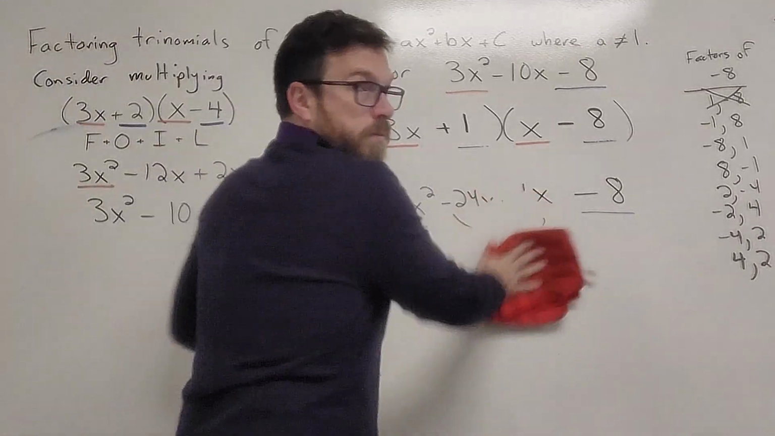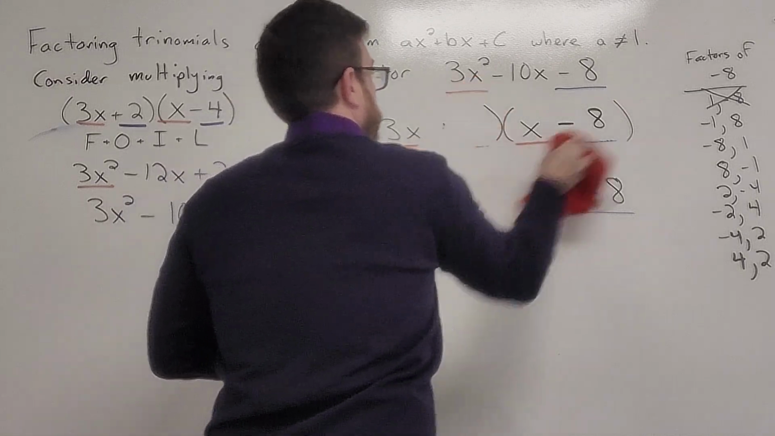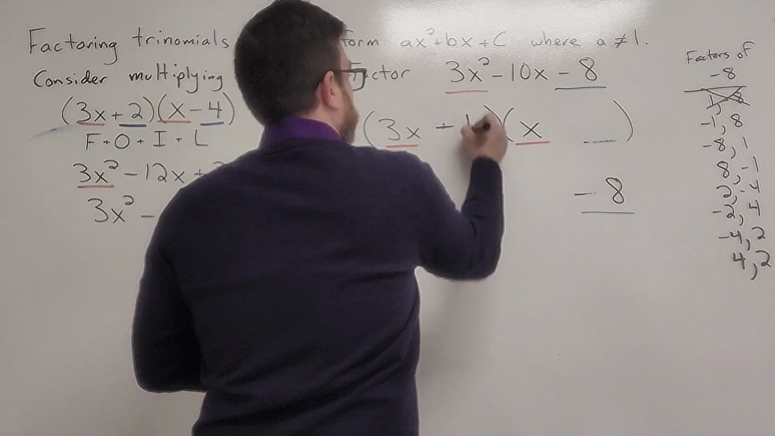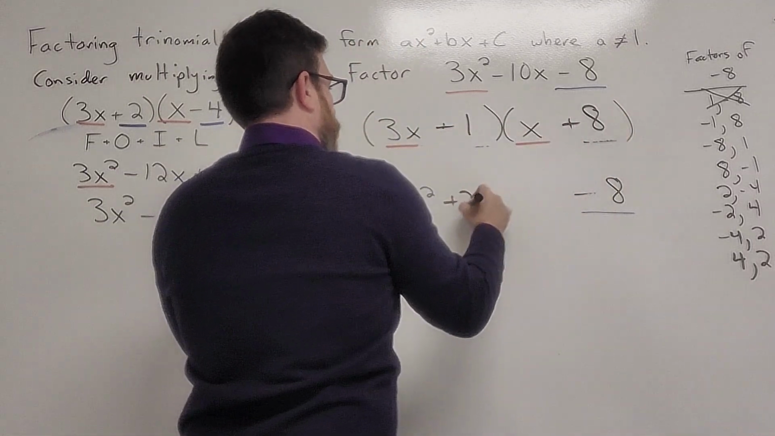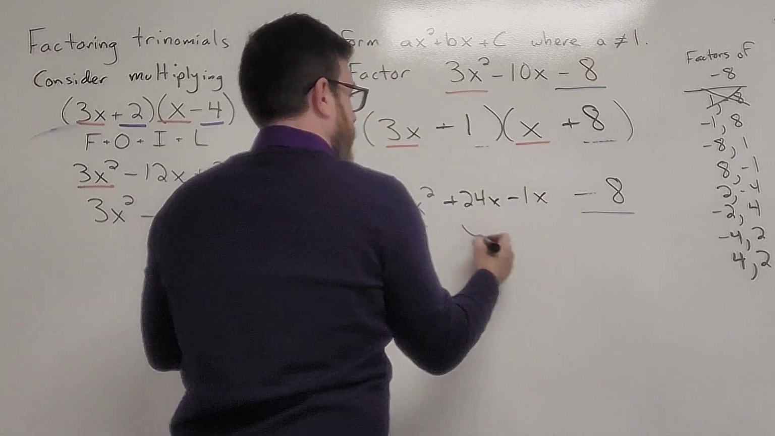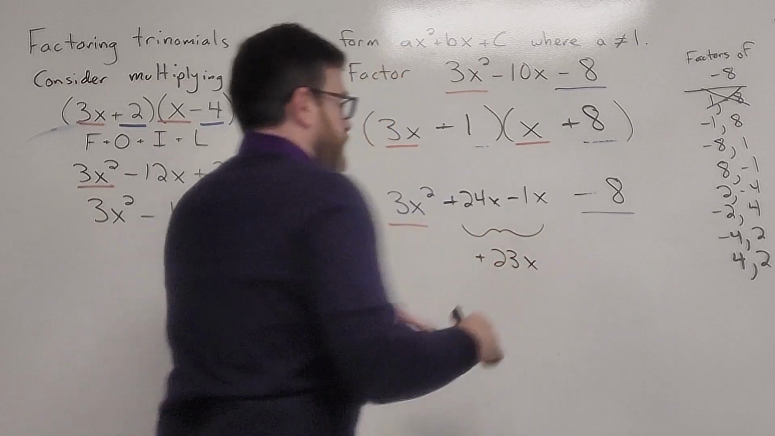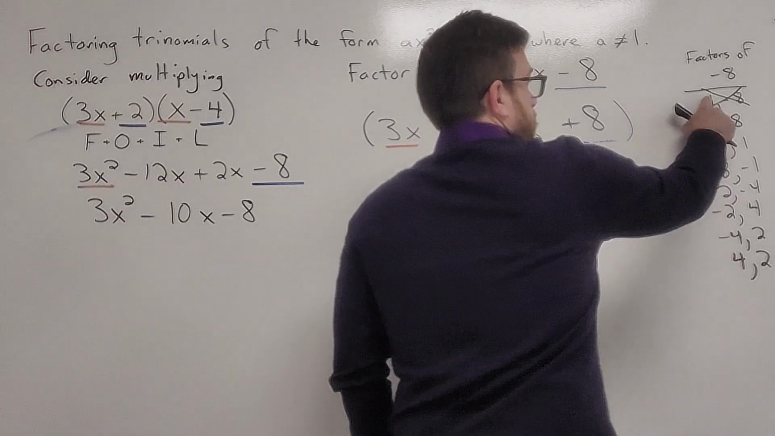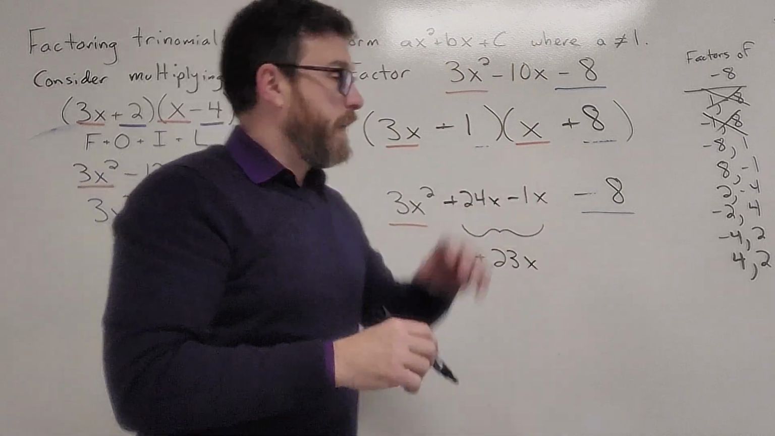So next, let's try the negative 1 and the positive 8. Outside is going to be plus 24x, inside is going to be a minus 1x. And we can see that in this case, they're going to add to a positive 23x. Same number, just opposite in sign. So it's really verifying that if this one doesn't work, this is just going to give you the same number and opposite sign. So let's try the negative 8 and positive 1.